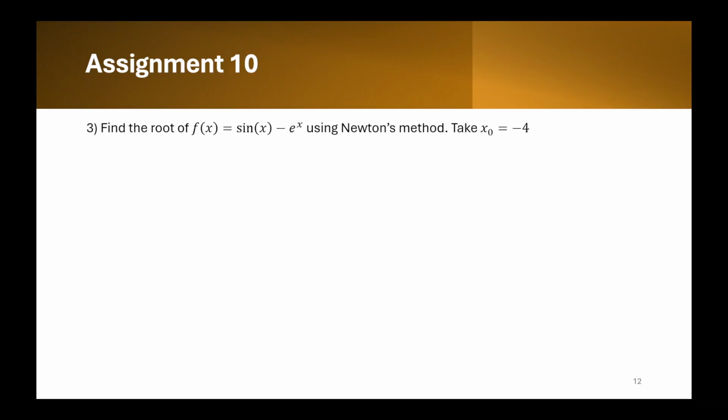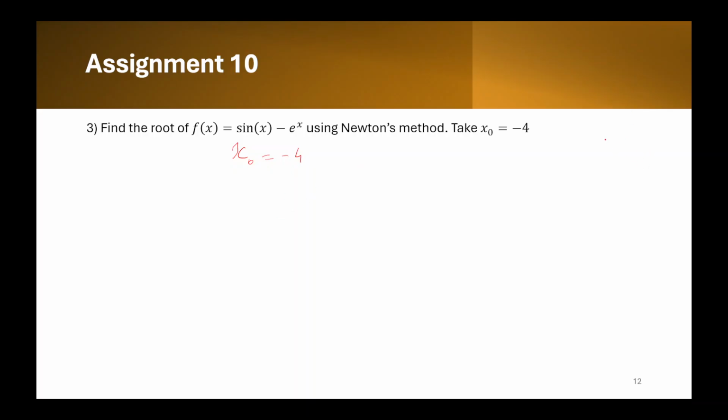Next question: find the root of this function, sin x minus e to the power x, using Newton's method, take x naught as minus 4. As I've discussed already, whatever these iterative methods are, you need to have some initial guess for that. So here that's what is given to us. We know x naught beforehand, minus 4, or we could have assumed it.